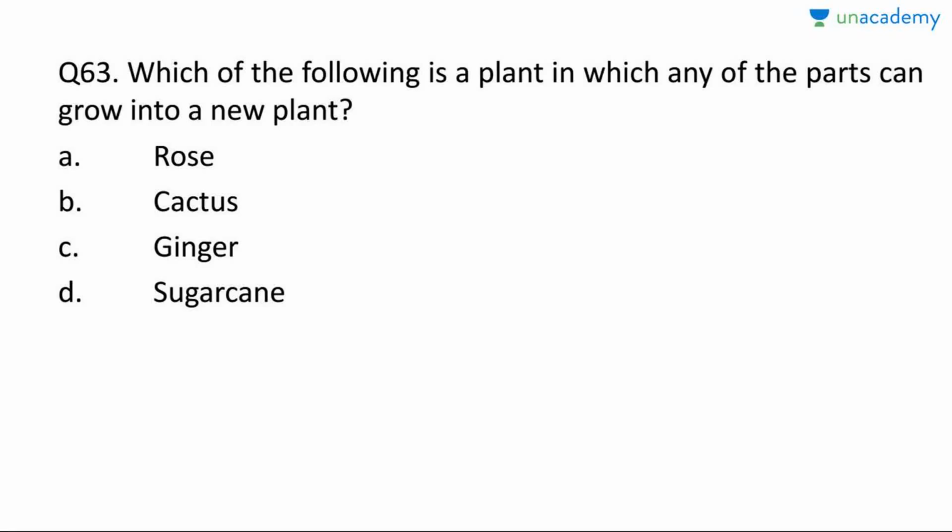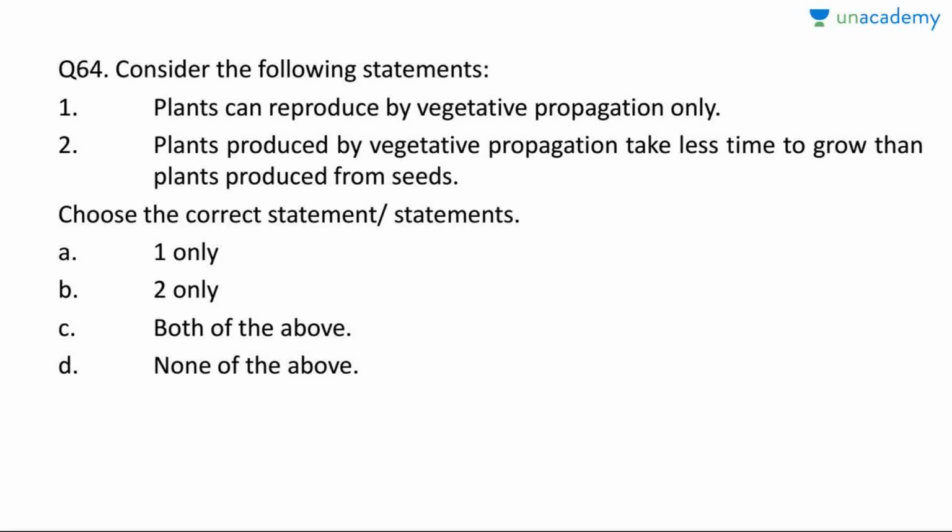Question number 63. Which of the following is a plant in which any of the parts can grow into a new plant? So here the answer is cactus. So in cactus, literally any part of the plant can grow into a new plant. So answer is B. Question number 64.